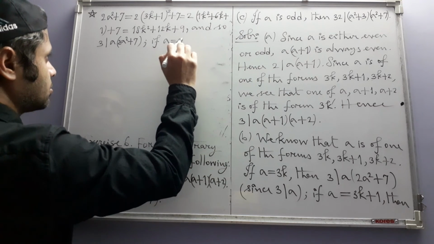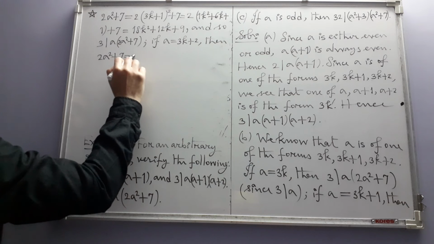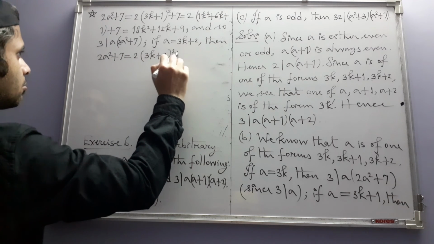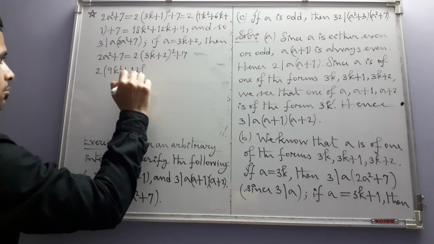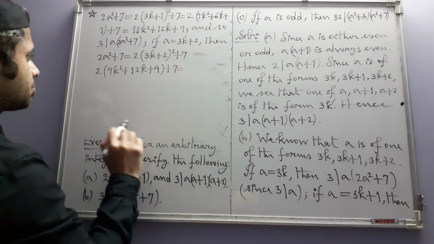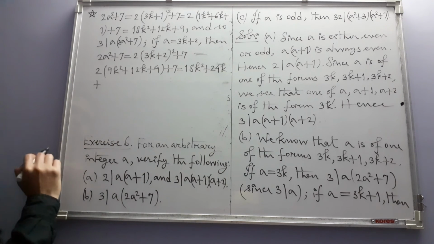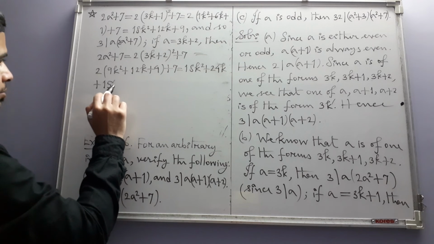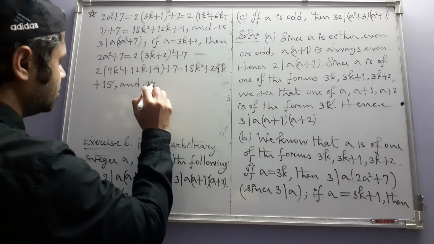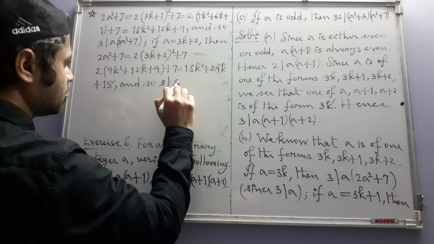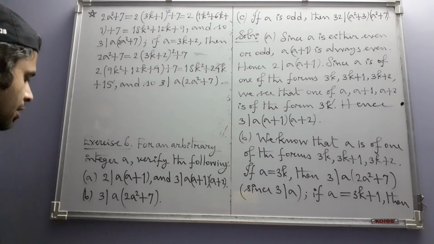Finally, if A is 3k plus 2, then k square plus 24k plus 15, which is also divisible by 3 because 15 is divisible by 3, and so here also we have the divisibility, and that completes part B.